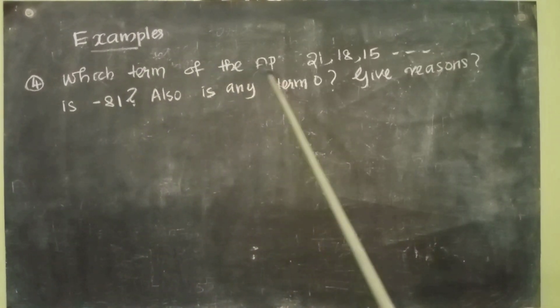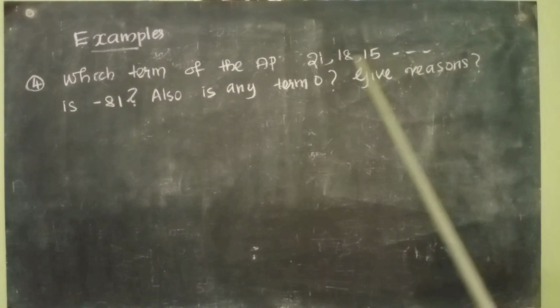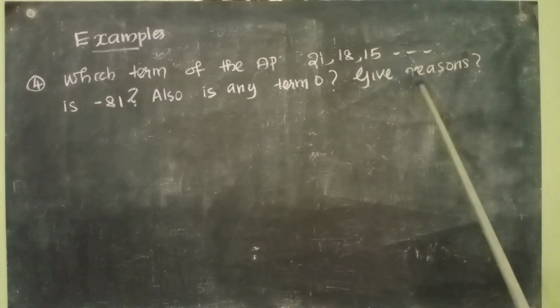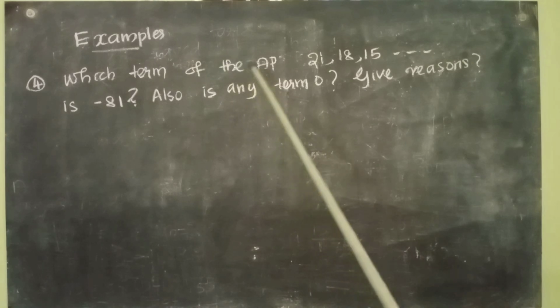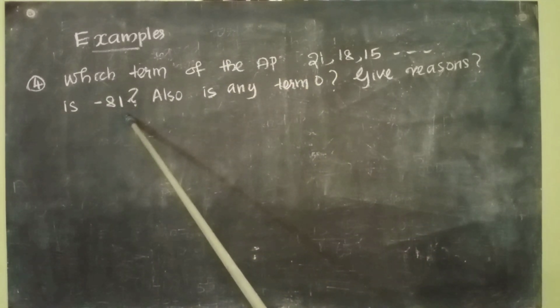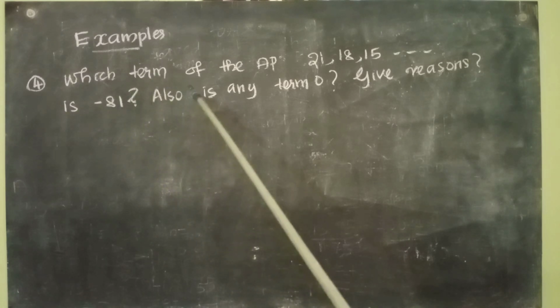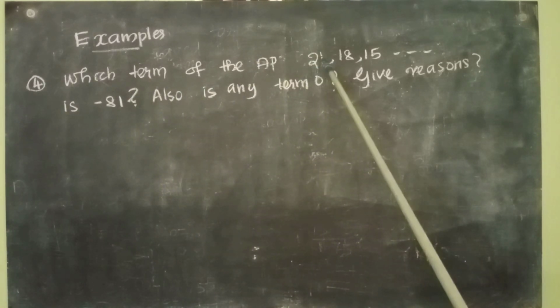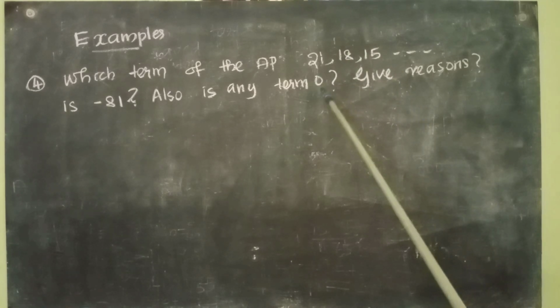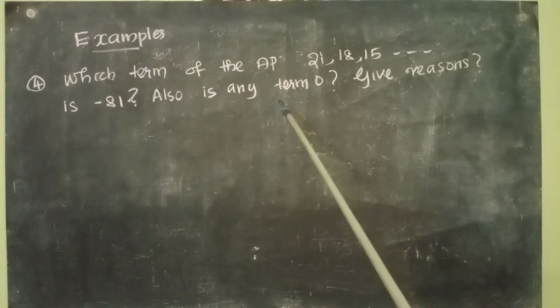Example 4, which term of the AP 21, 18, 15, etc. is minus 81? Also, is any term 0? Give reasons. There are two questions. First question is, which term of the AP is minus 81? Second question, is there any term 0? Means, in this AP, 0 is a term or not. So, let us do the problem.